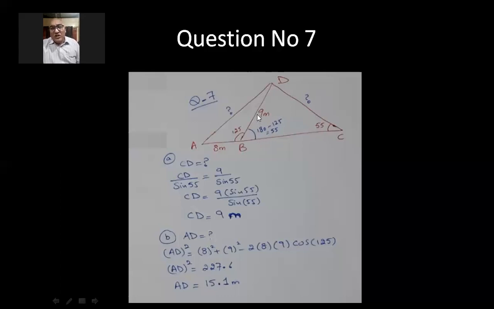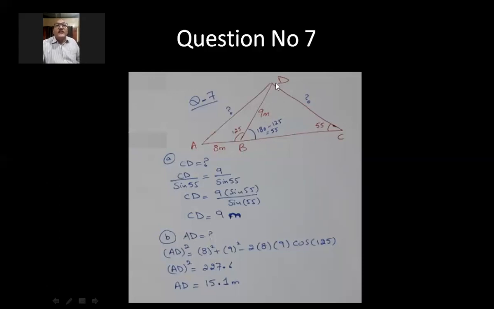So we can use the law of sine. According to the law of sine, CD divided by sine 55 is equal to 9 divided by sine 55. So I will make CD the subject of the formula. This sine 55 will go to the other side and multiply. So on your calculator, you will write 9 multiply sine 55 divided by sine 55 equals, so the CD will be 9 meters. So this side will also be 9 meters.